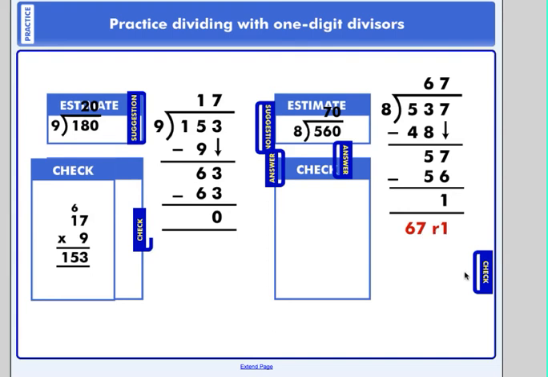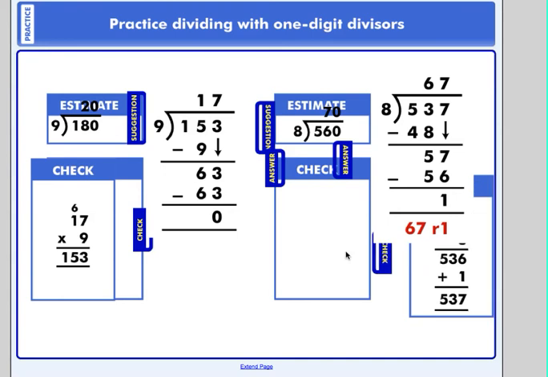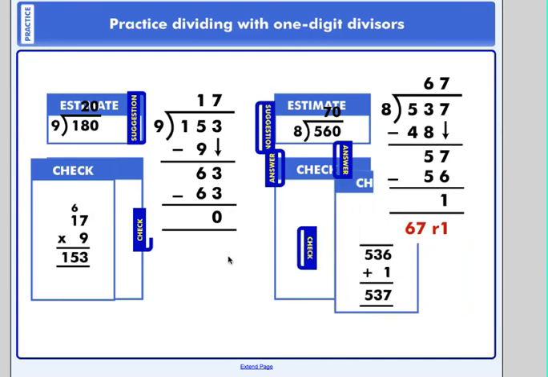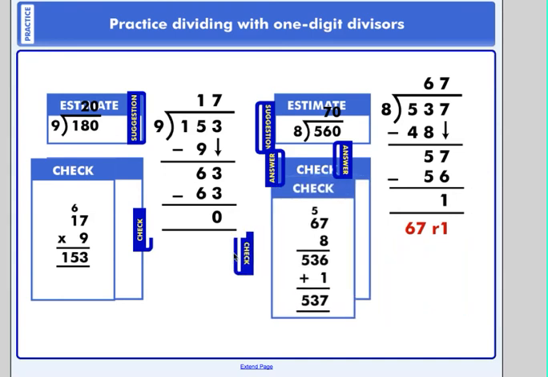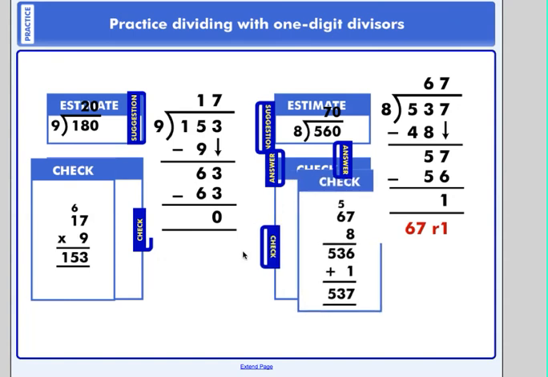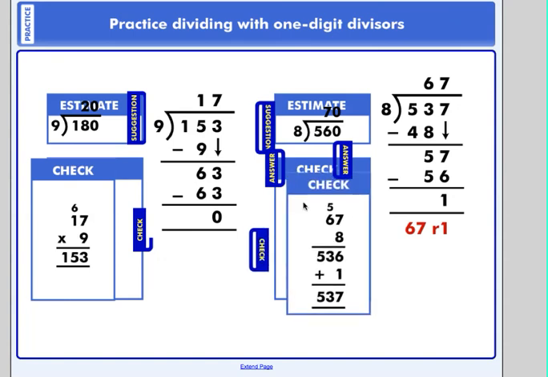Now, even when you have remainders, you can still check your work by using a multiplication problem. Here's how you do it. Take your 67 that you got times 8. Okay, do that multiplying. You get 536. Then add whatever the remainder is. In this case, it's 1. After you add that remainder, you should get your dividend that you started with, 537.